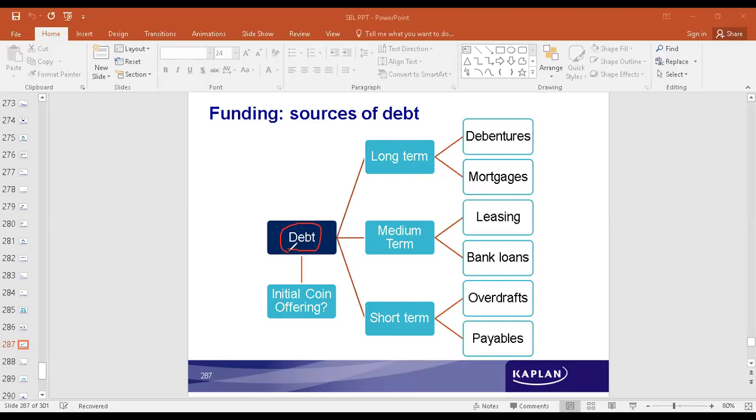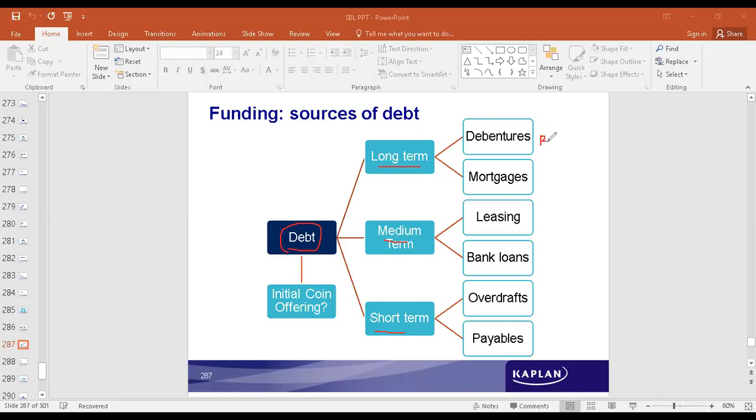Debt is of three different types. One is long term, then the medium term, and the short term. Under long term, long term debt can be in the form of debentures or mortgages. Debentures means calling in capital from external investors by issuing them debentures. Debentures are a broader term, what we call bonds.